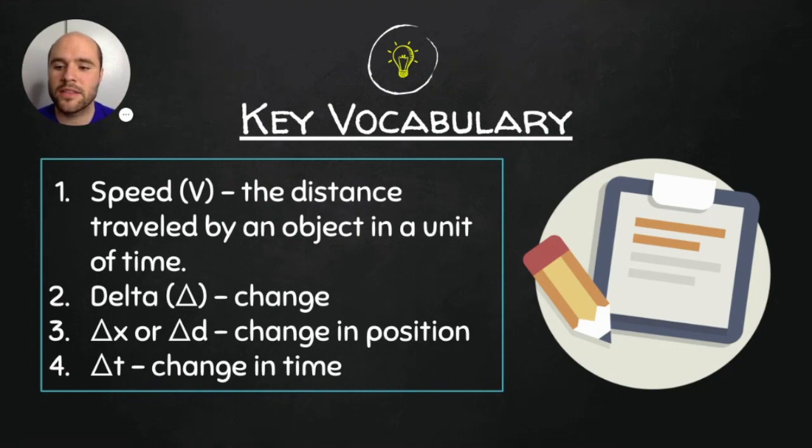Now, the second thing is delta. Delta is simply a triangle, and we learned this in chemistry as well, but delta simply stands for change. We rarely see delta by itself. It's always attached to another variable. Therefore, in number 3, when it says delta x or delta d, that means change in position. Position can be represented with x or d. It's position, distance, kind of the same thing. And then finally, we learned that delta t is the change in time. So when you started and when you stopped recording time. Okay? So those are our 4 key vocab words from earlier this week.